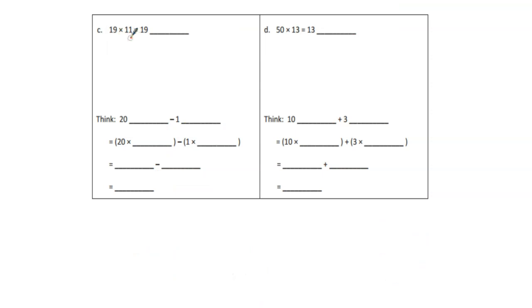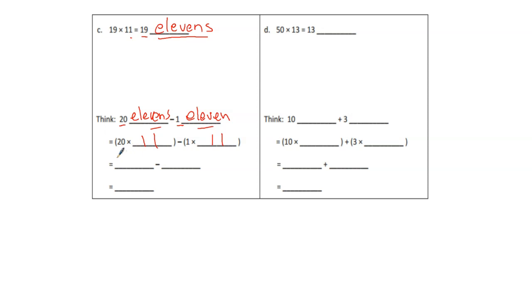Okay, so now we have 19 times 11, which is equal to 19 elevens. Then we have 20, which is equivalent to 20 elevens minus 1 eleven. It's a lot easier to multiply by 20 than it is to multiply by 19. So we're going to multiply by 20 and then take away one set of 11s. All right, let's go ahead and write that out: 20 times 11 minus 1 times 11.